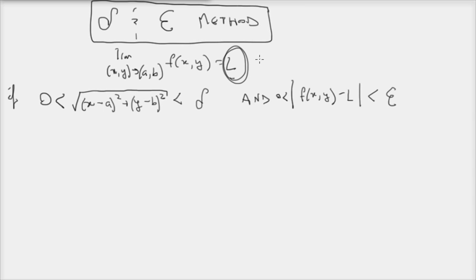If we suspect that this L is going to be something, we say, alright, if we have some value delta that's greater than the radius of the circle centered at a and b, so this expression right here, which will also be greater than 0. So we have some delta that's greater than that circle, and we have some epsilon that's greater than the absolute value of the distance between the function of x and y and the suspected limit, which will also be greater than 0. If these two things hold, then our suspicion is correct, and our limit is that thing.